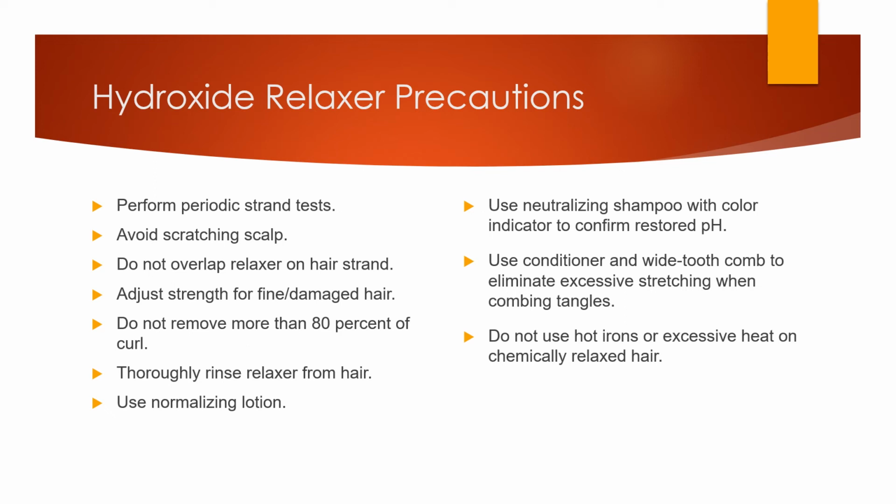Thoroughly rinse the chemical relaxer from the hair. Failure to rinse properly can cause excessive skin irritation and hair breakage. Use a normalizing lotion to restore the hair and scalp to their normal acidic pH. Use a neutralizing shampoo with a color indicator to guarantee that the hair and scalp have been restored to their normal pH. Use a conditioner and a wide-tooth comb to eliminate excessive stretching when combing out tangles. Do not use hot irons or excessive heat on chemically relaxed hair.